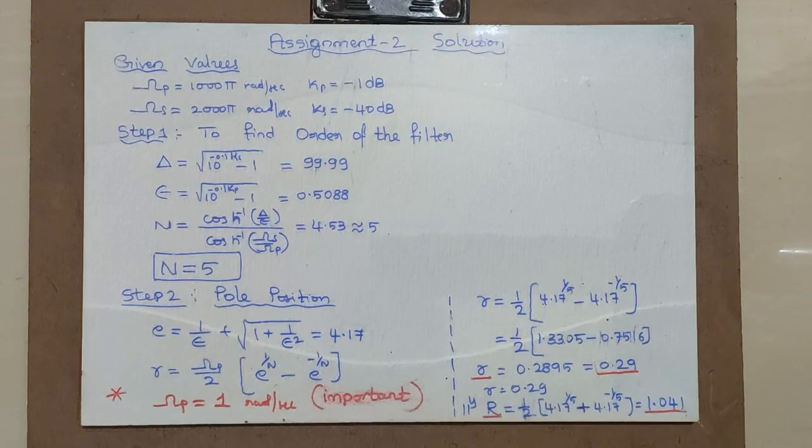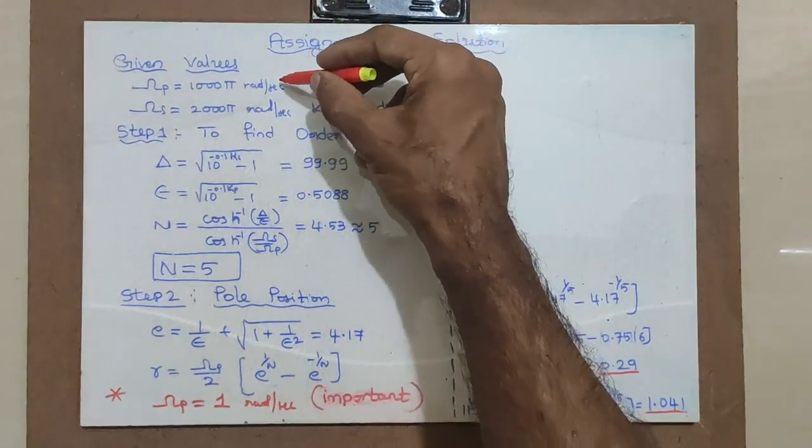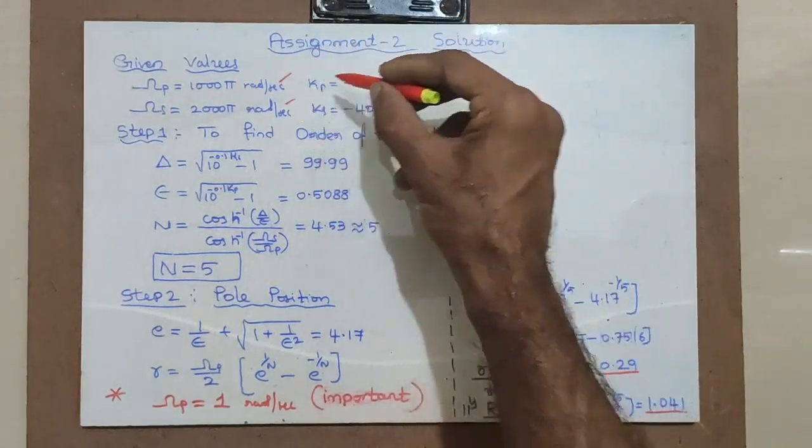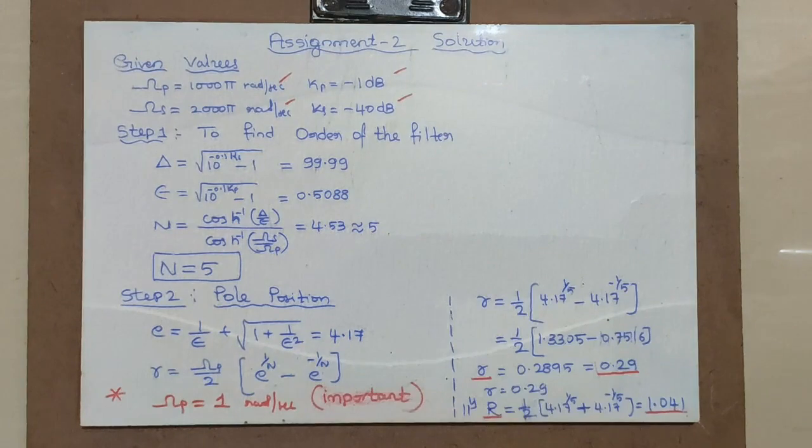Please see to that. Now the given values are omega p is equal to 1000 pi and Kp is equal to -1 decibel, omega s is equal to 2000 pi and Ks is equal to -40 decibel. These values are given to you. Now step 1, I think there is no problem for you to find the answer for step 1. Most of you can do it.